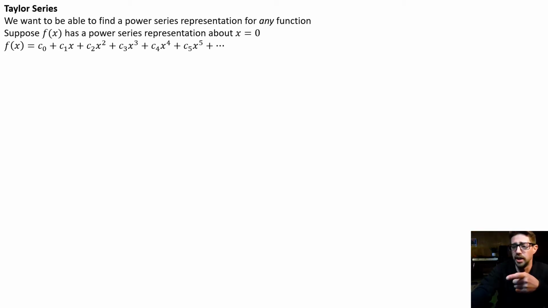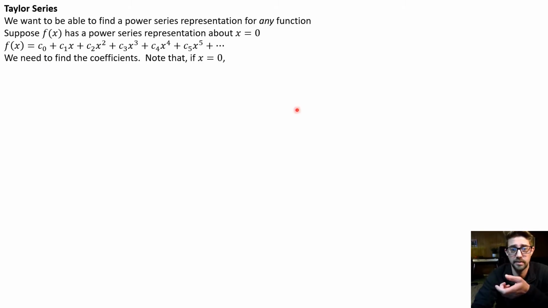And this is it. Imagine plugging 0 into both sides of this equation. f of 0 is, well, this term has an x, and this term has an x, and every single term has an x except this. So if x equals 0, the only thing that survives that process is c0. So therefore, we just found a formula for c0. c0 is just f of 0.